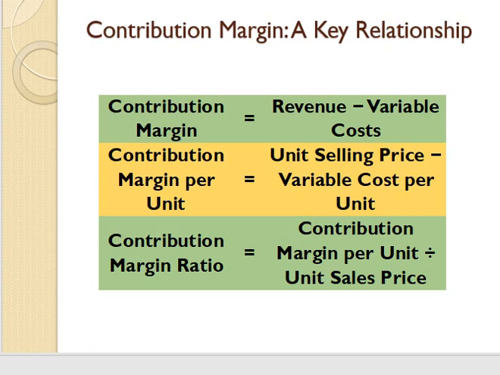But again, it's very straightforward, and you really need only three things. What is my revenue per unit? What is my variable cost per unit? And what is my total fixed cost? If you have those three features, you can do break even.